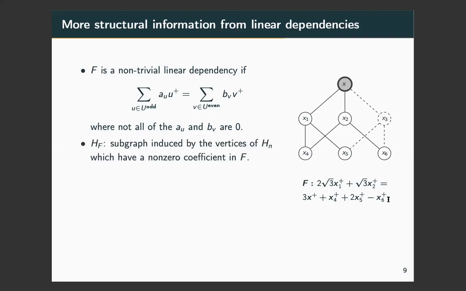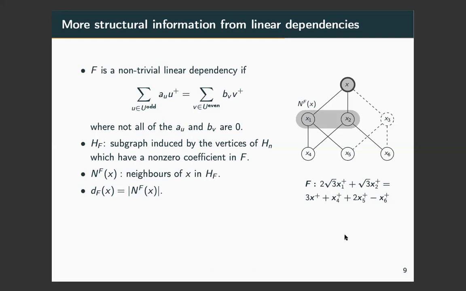Let HF denote the subgraph induced on vertices that have a non-zero coefficient in the linear dependency F. The figure shows such a linear dependency F and considers the subgraph HF, which consists only of vertices with non-zero coefficients in F. Since x3 does not appear in the linear dependency, it is shown using dotted lines.